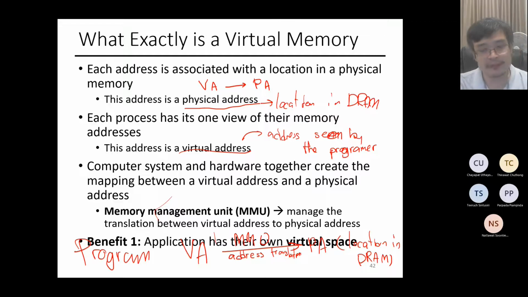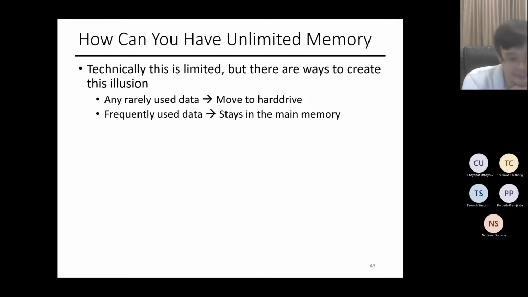So the first benefit is each program has its own virtual space. That's how you can have unlimited memory, right? Technically, as I said earlier, this is limited. This is your hard drive, right? So if you have any rarely used data, you move that to the hard drive. For frequently used data, you keep that in the main memory. And these days, there are actually multiple papers that talk about how to manage this data.